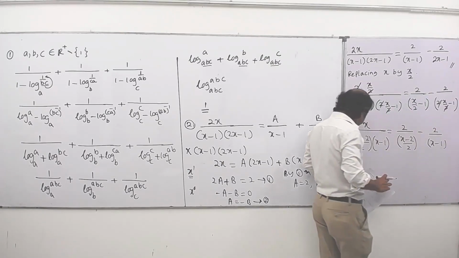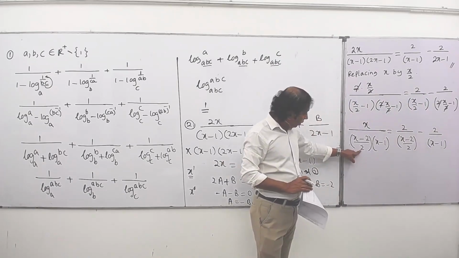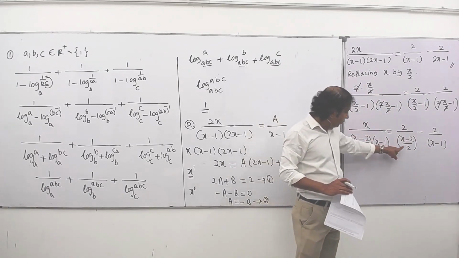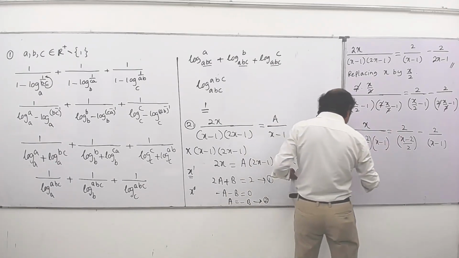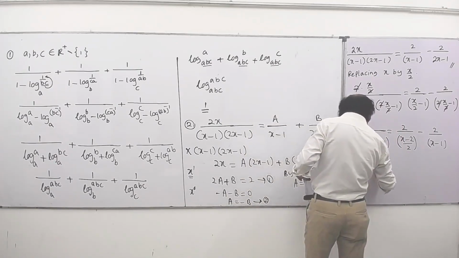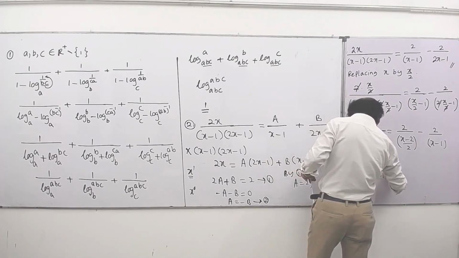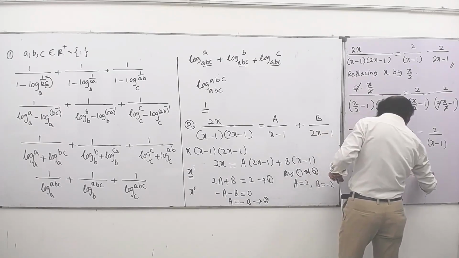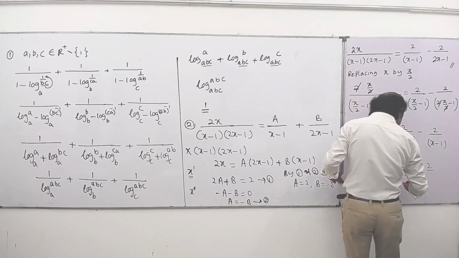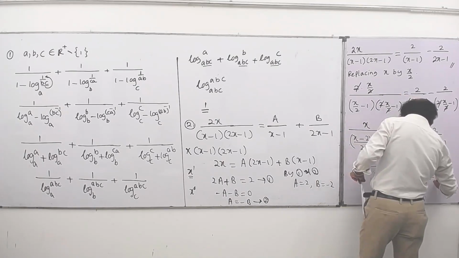Now this 2 you can take where? Here. This 2 you can take where? Here. Right? Then what do you get? It is now 2x upon x minus 2, x minus 1. Here 4 over x minus 2 minus this way.